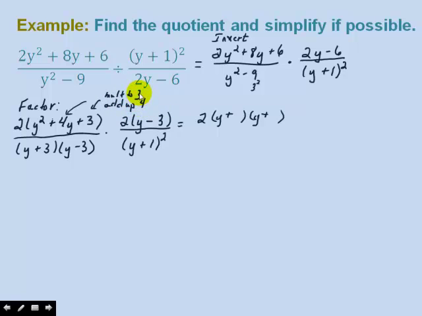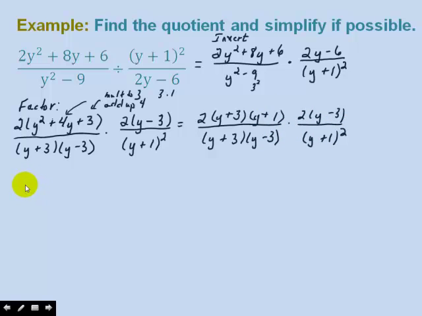So the only two numbers that we can multiply to get 3 are 3 and 1, and 3 plus 1 is 4. So those are going to be our two numbers. We're going to put the biggest of the two in our first binomial. So we end up with 2 times (y plus 3) times (y plus 1). In the denominator, we still have our (y plus 3) times (y minus 3). And our second rational expression, we've already factored, so we're just going to leave that the same.